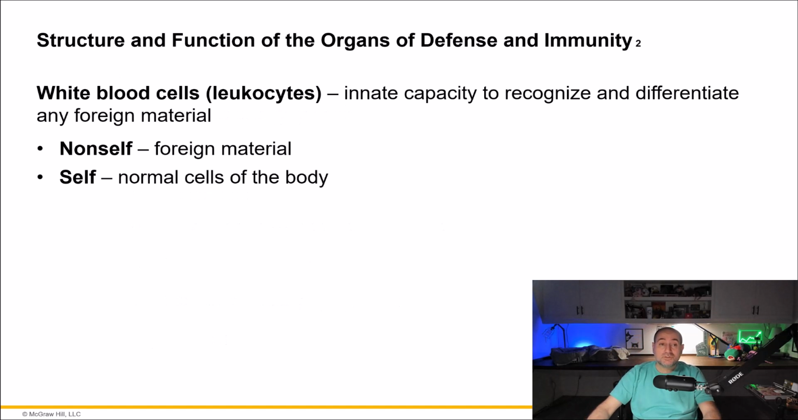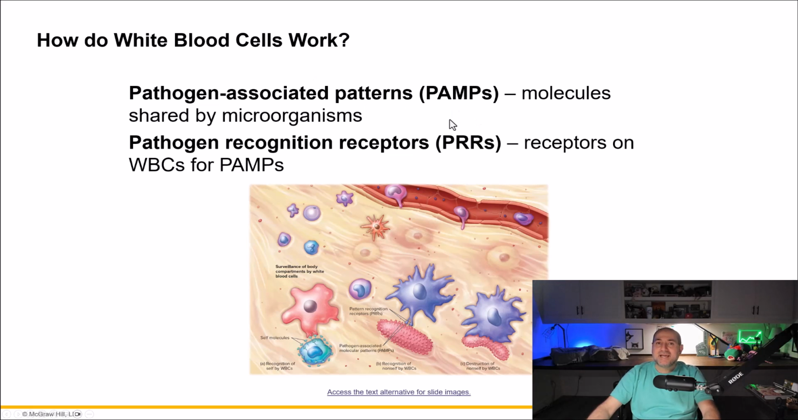You should definitely know about the white blood cells, how they're called leukocytes. You should know the difference between white blood cells and non-white blood cells. Remember, the erythrocytes are the red blood cells, and then the platelets, which are also not white blood cells as well. You should know that these patterns that are found on pathogens called PAMPs, or pathogen-associated molecular patterns, are recognized by receptors on the white blood cells called pathogen recognition receptors.